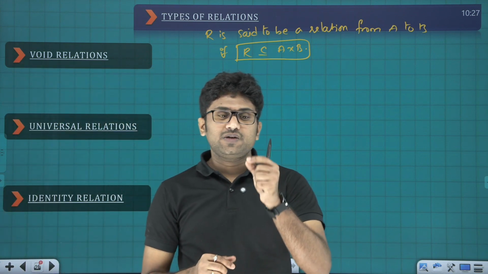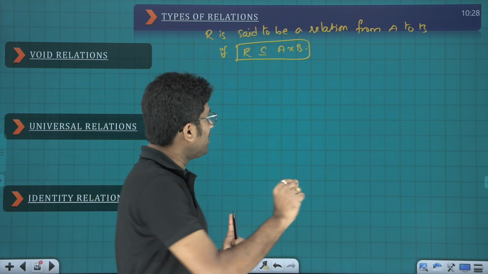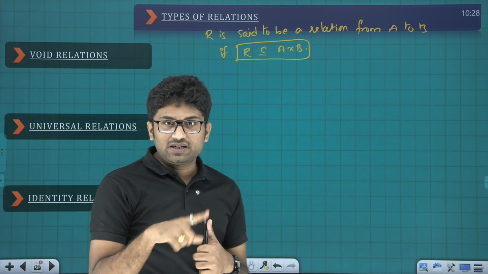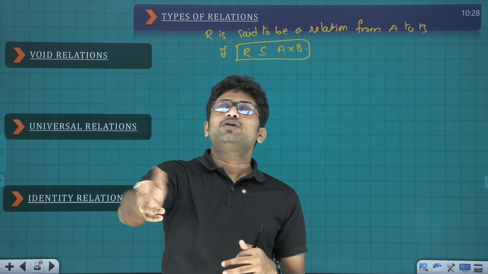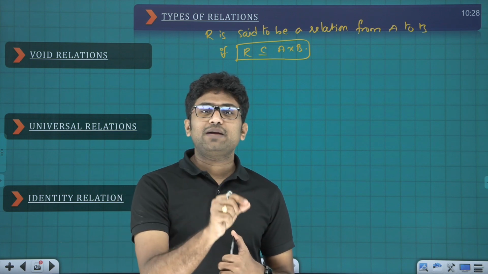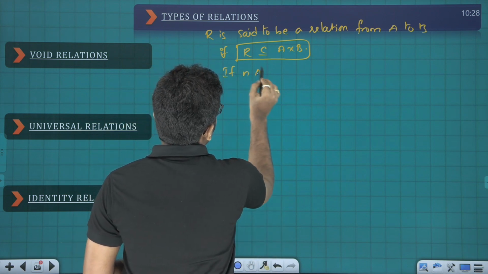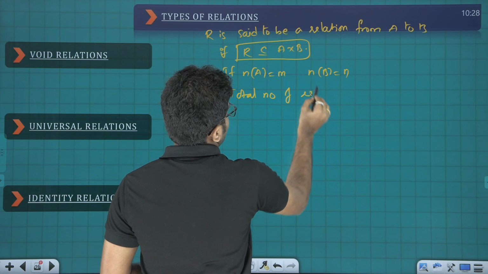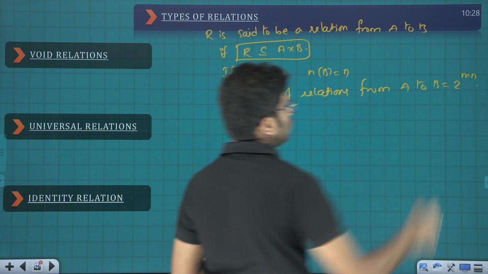Now, for a given set, suppose a set A has n elements. The number of subsets of A will be 2 power n. In the same way, each subset of A cross B is a relation from A to B. In A cross B we already have mn elements, as we have just seen. So the total number of subsets of A cross B is 2 power mn. Therefore, there exist 2 power mn relations from A to B. So, if n of A is equal to m and n of B is equal to n, then the total number of relations from A to B is 2 power mn.